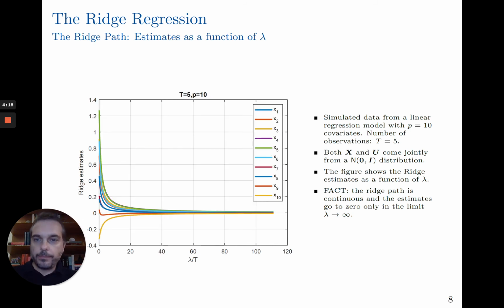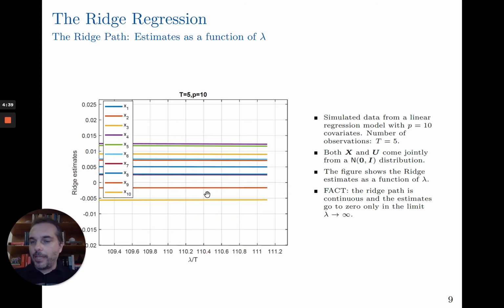Okay? This is another situation where we have t equal to 5 and p equal to 10. So we have more covariates than observations. So you see still the path is continuous, it's smooth, and it's going to 0. But then is it exactly equal to 0? Let's take a zoom. It can be quite close, but not exactly. So that's the point. It's not exactly equal to 0, even with a very high amount of penalty.